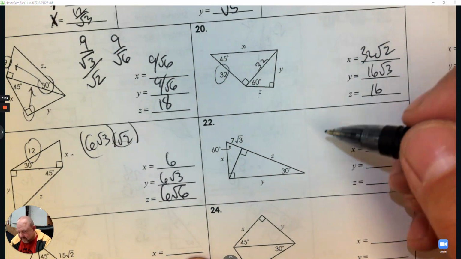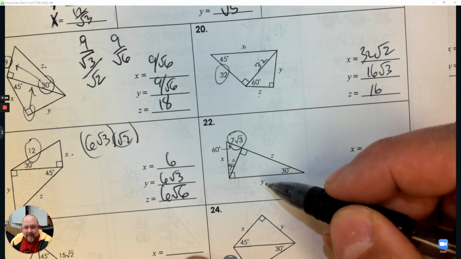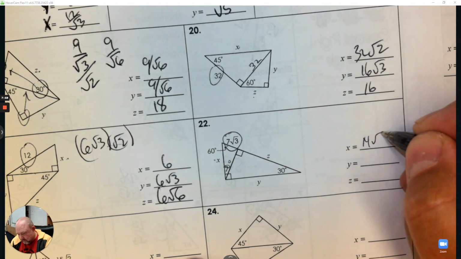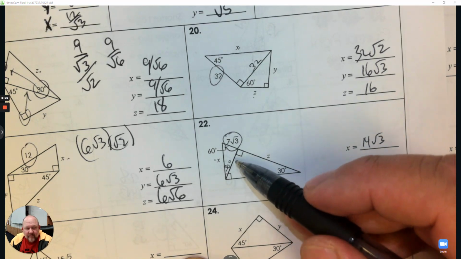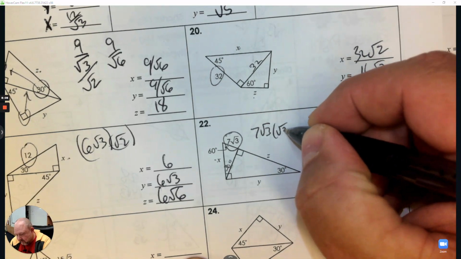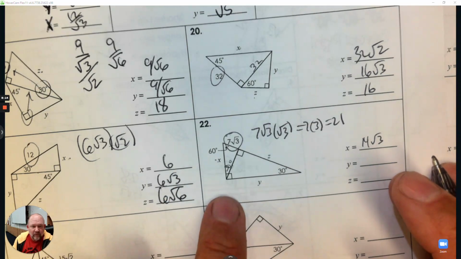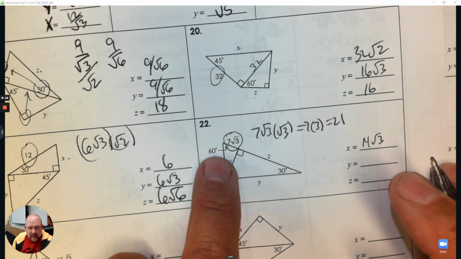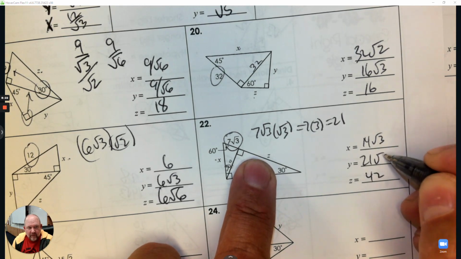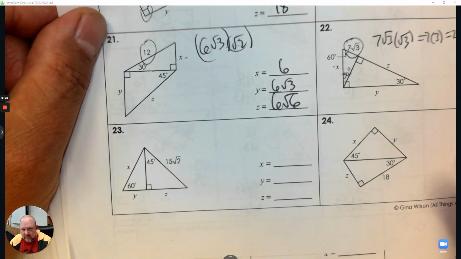Let's see this one. So this is what's given. That's 60. That means this here is 30. So if I double it, that gives me the hypotenuse there. That's 14 root 3. To find this, we're going to multiply by root 3 to find the other one. So if I go root 3 times root 3, that gives me 3. So that means this side here is 21. So if that's 21, then if I double it, that gives me 42. And if I take 21 times root 3, that gives me the other leg. Kind of tricky, right? Looking at it all. These are the challenging ones.